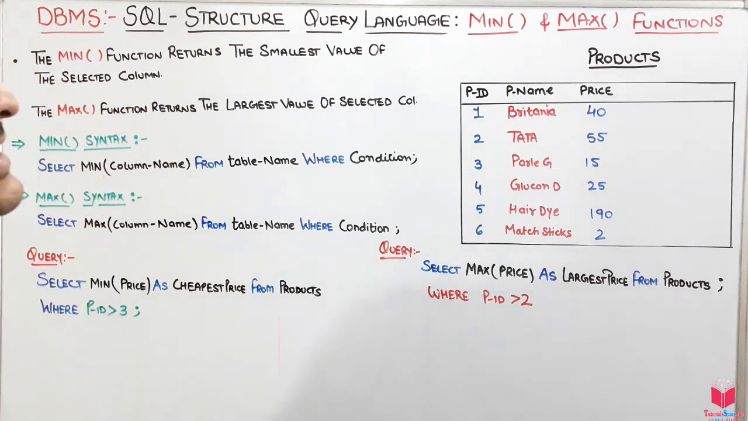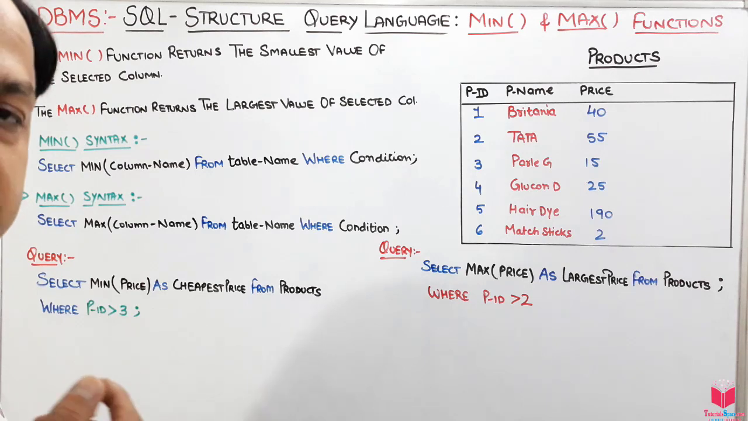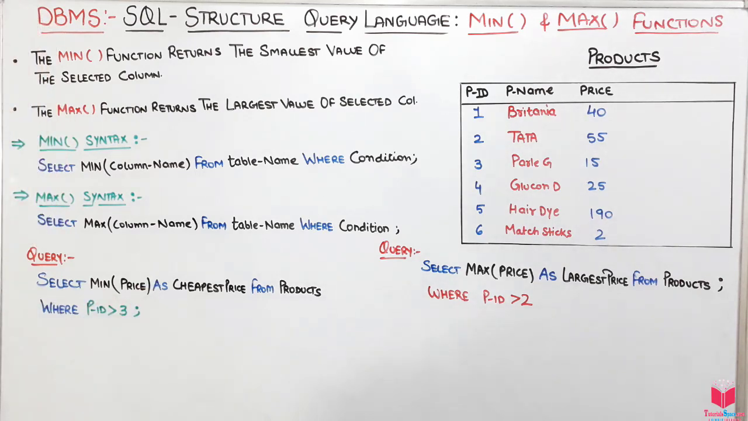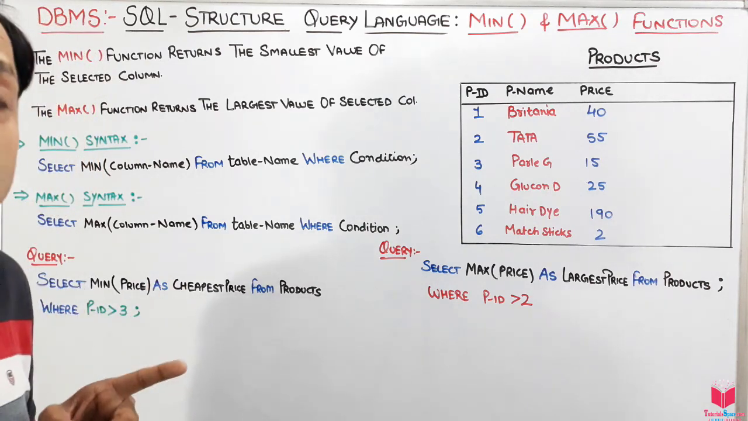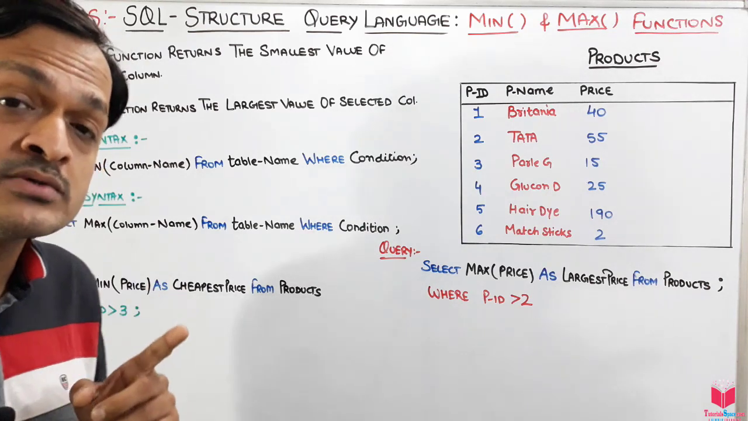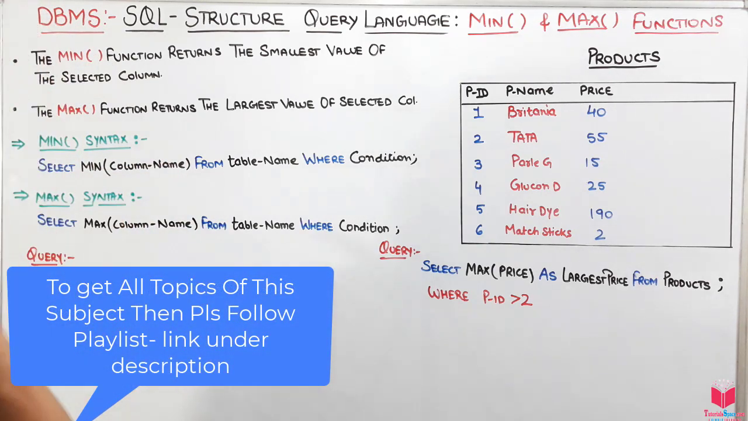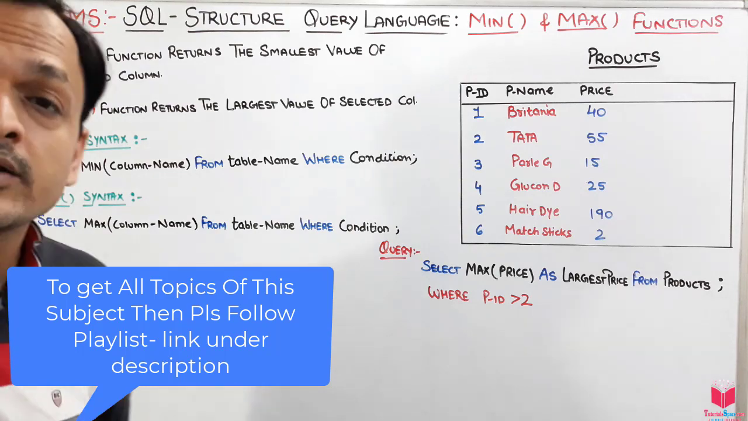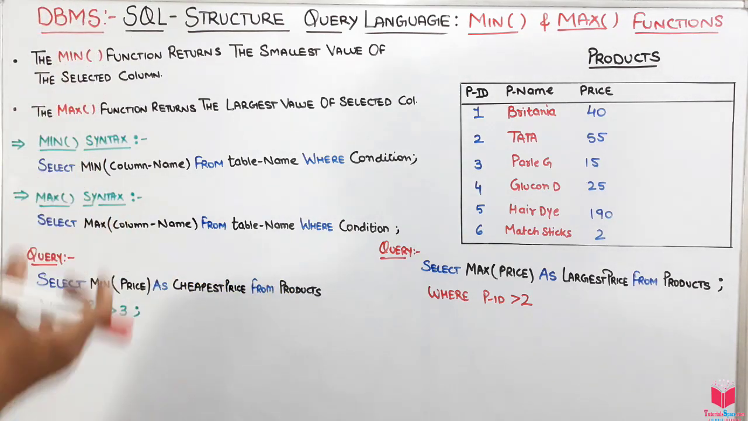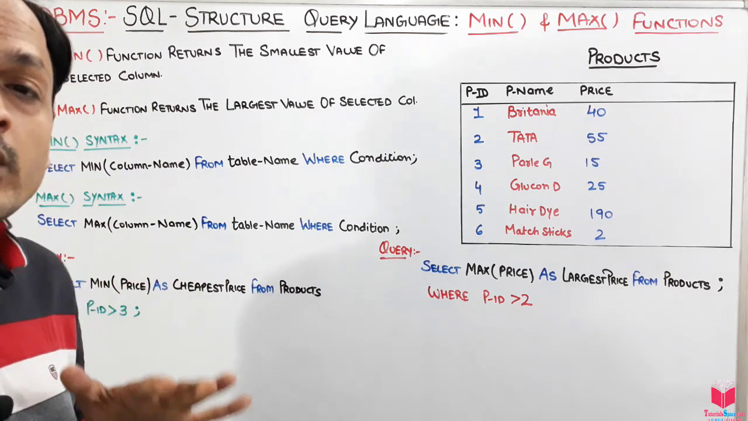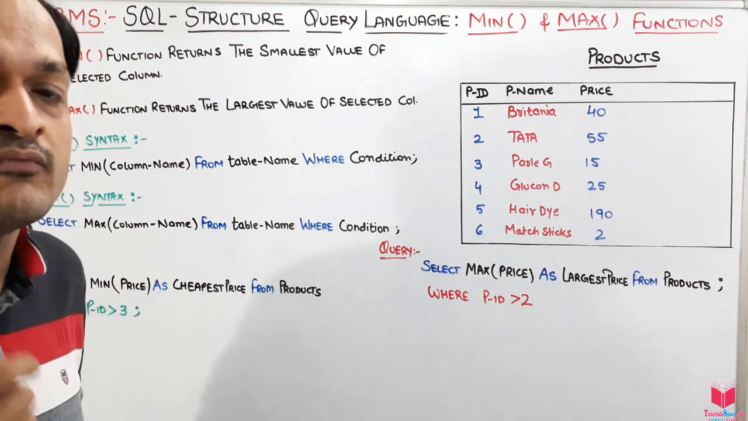Let's see what exactly they are, what their syntax is, and we will take a query and see the output. The min function returns the smallest value of the selected column. That means we have to select a column, then it will return the smallest value from that column. And the max function returns the largest value of the selected column. Again, we select a column, then it will return the maximum value from that column. It means we will not get multiple values, we will get only the maximum or the minimum value from that query.